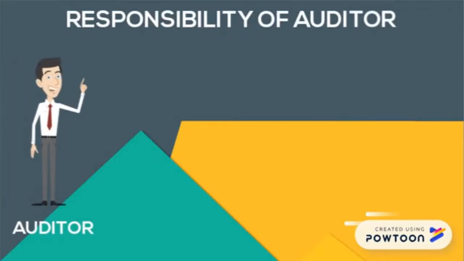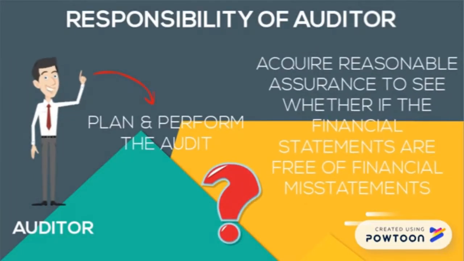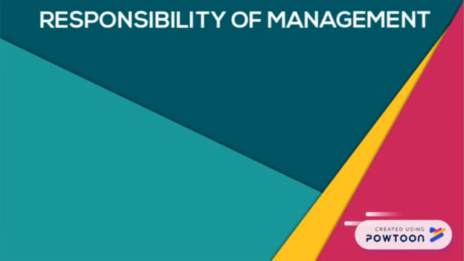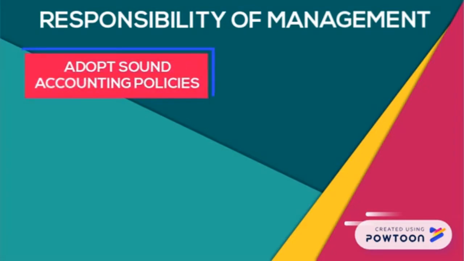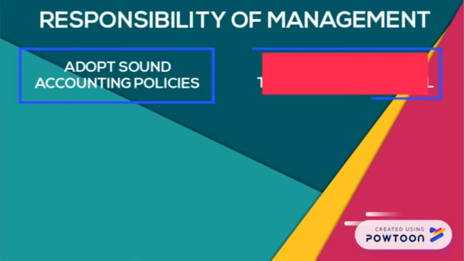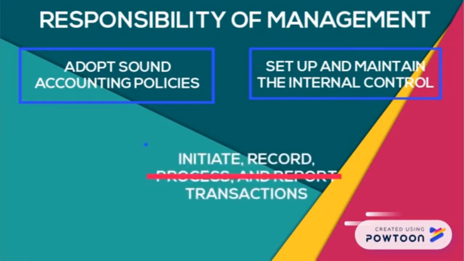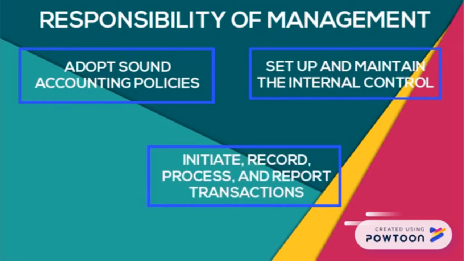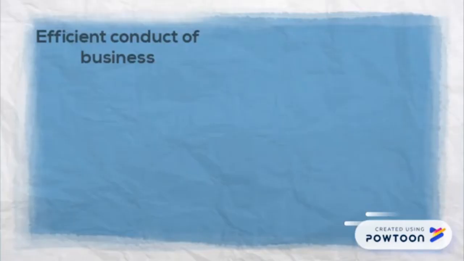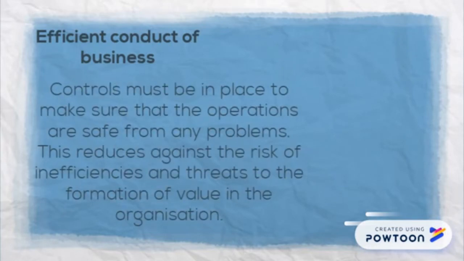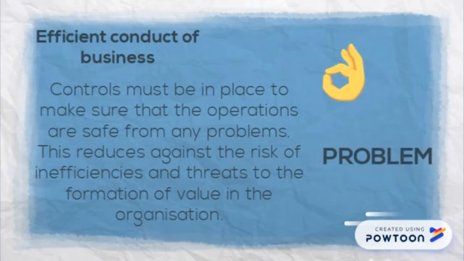Auditor is responsible to plan and perform the audit to acquire reasonable assurance to see if the financial statements are free of financial misstatement, results from error or fraud. The responsibilities of management is to adopt sound accounting policies and to set up and maintain the internal control that will initiate, record, process, and report transactions consistent with management's statement, including their financial statements. Objectives of internal control is efficient conduct of business. Controls must be in place to make sure that the operations are safe from any problems.